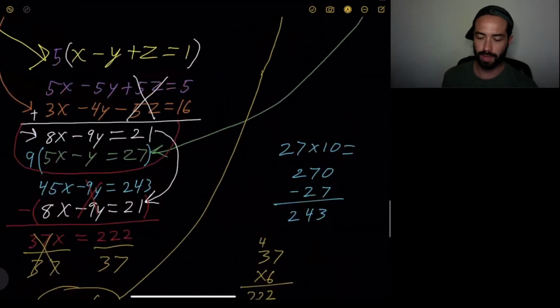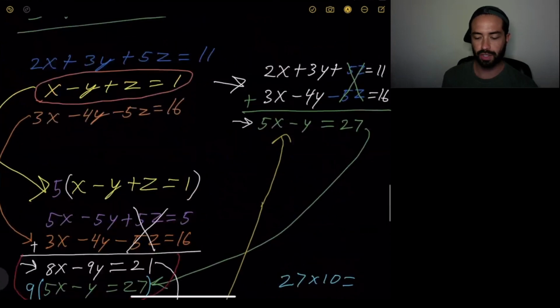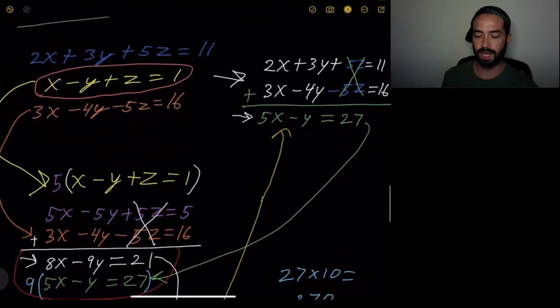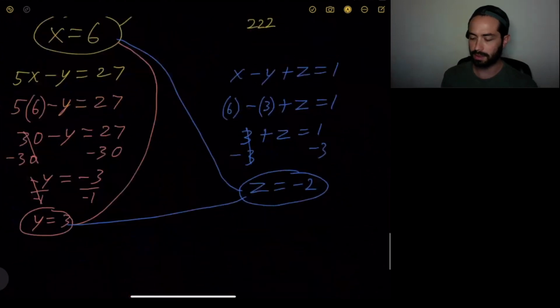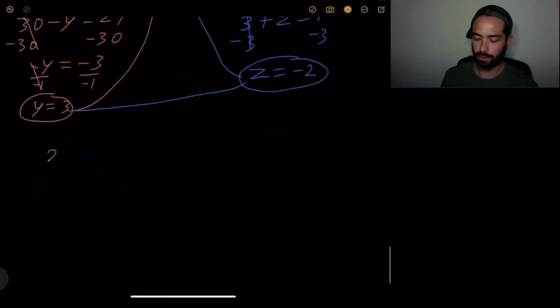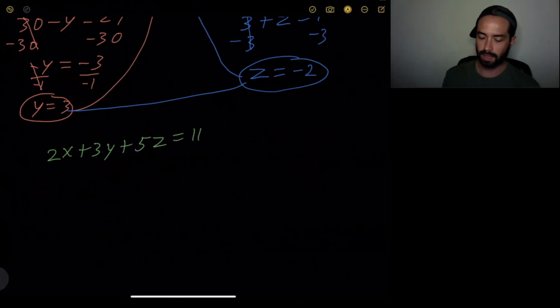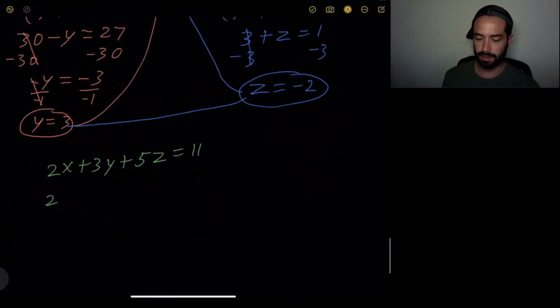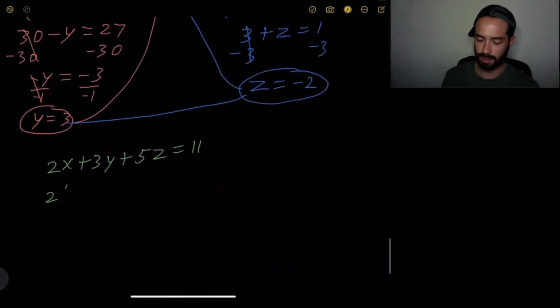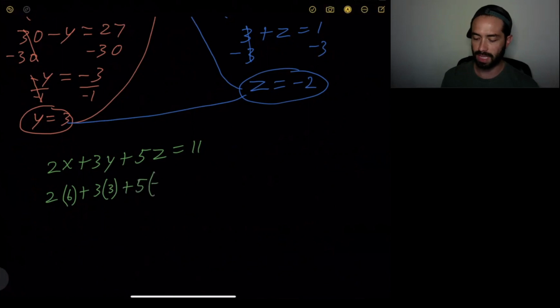So, remember back to our original. We've got 2x plus 3y plus 5z equals 11. All right, let's plug in. We've got 2 times 6 plus 3 times 3 plus 5 times -2 equals 11.